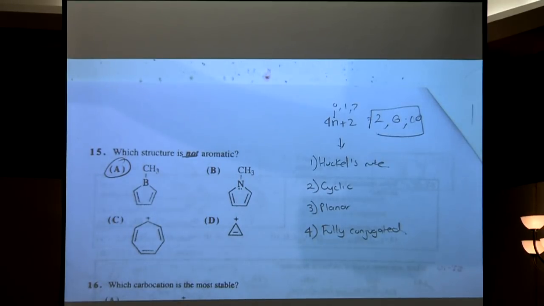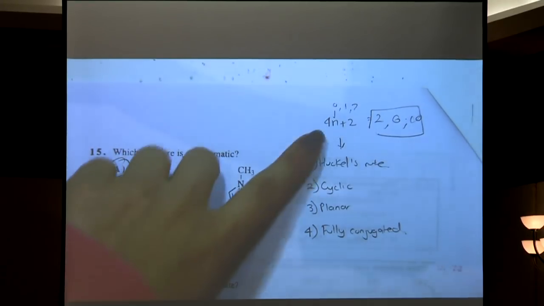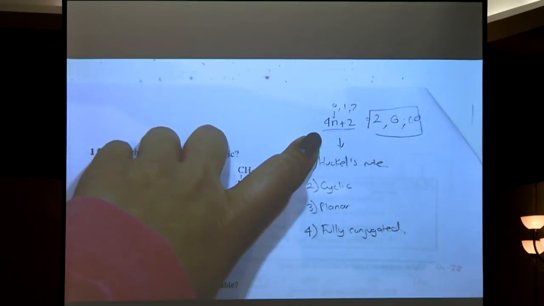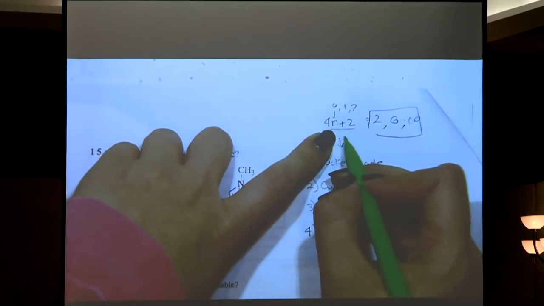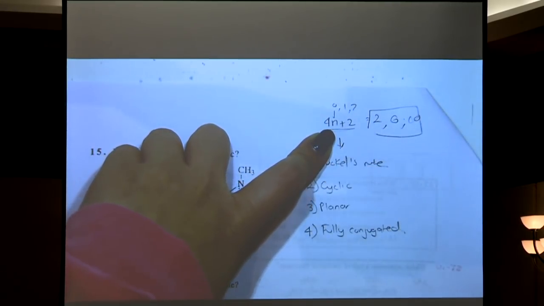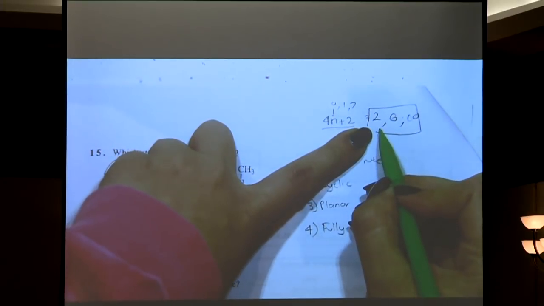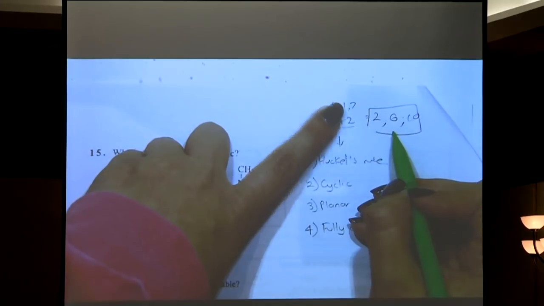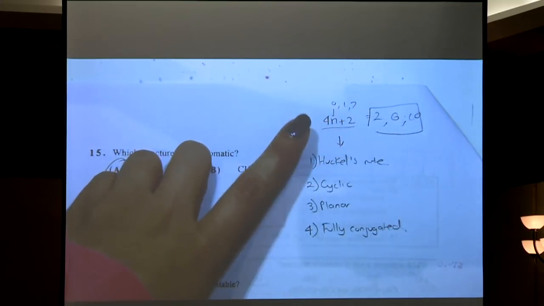Yes. So Huckel's rule is this, right? 4n plus 2, and n being any number that you want to plug in. So 0, 1, 2, 3, whatever. Okay? So if we plug in 0, you get 2. If you plug in 1, you get 6, 10, and then it just goes up, right?